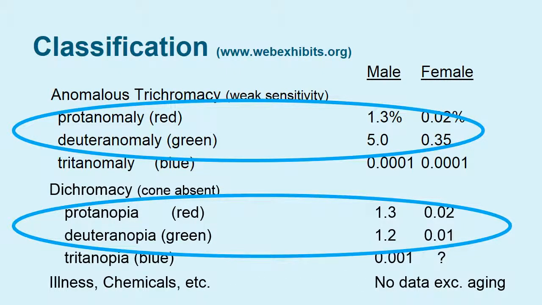Then there's absolutely no data on the actual number of people out there that are suffering from medication, illness, and chemicals. So no data, except on the aging. We do have some studies that show some percentages from the sample population.